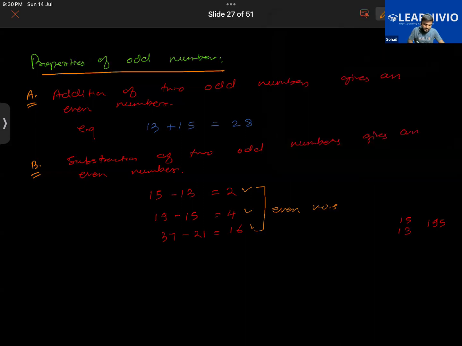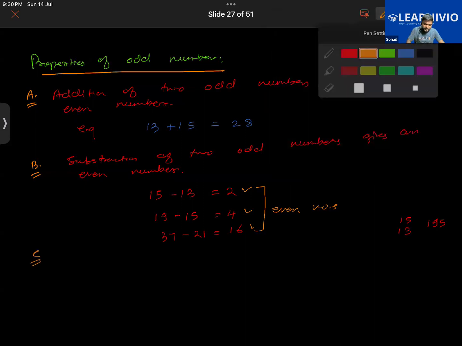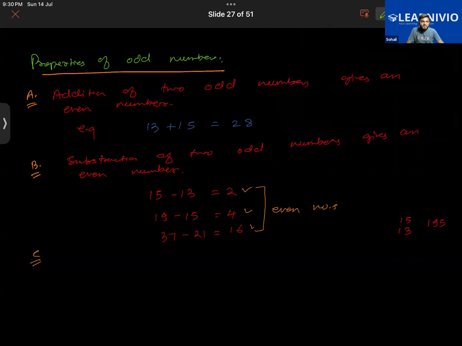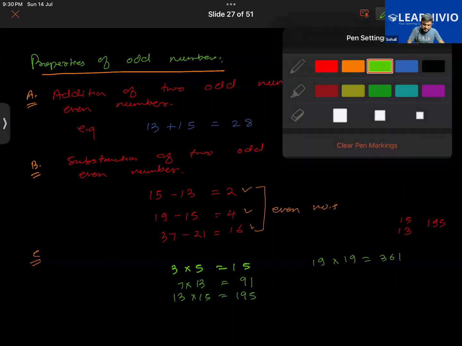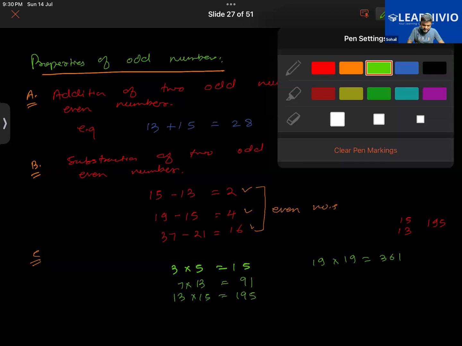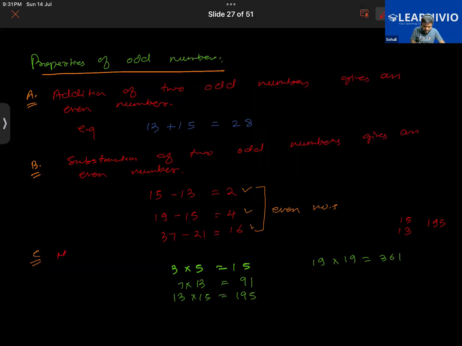So in the third property, we get to learn that when we multiply two odd numbers, like for example, 3 times 5 gives you 15, 7 times 13 gives you 91, 13 times 15 gives you 195, right? Or for example, 19 times 19 gives you 361. So another property of odd numbers states that multiplication of two odd numbers gives an odd number.